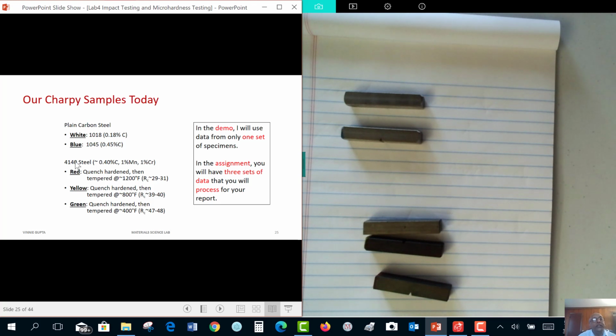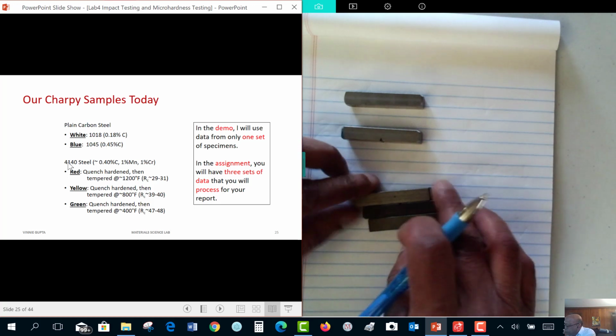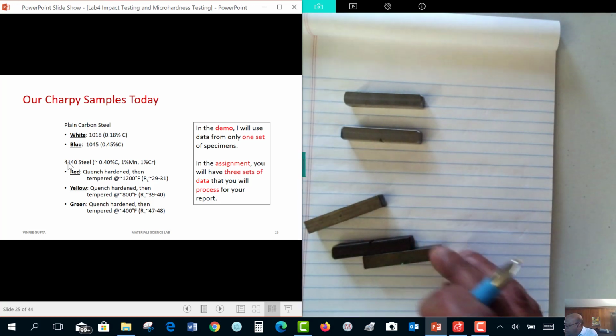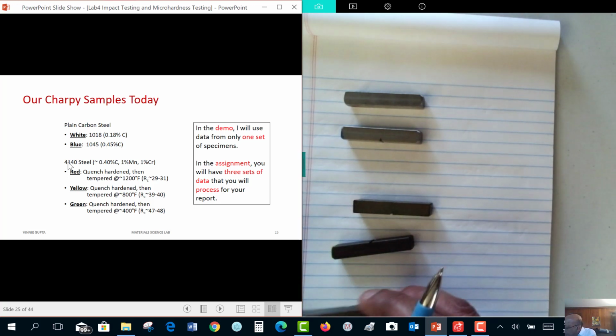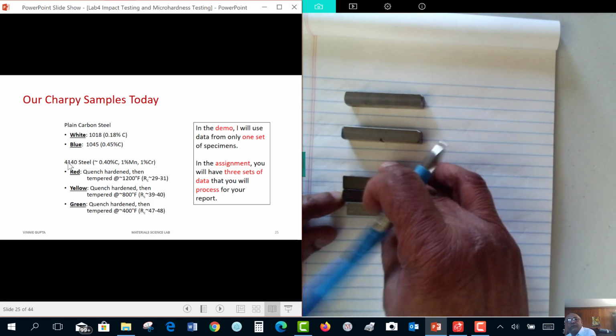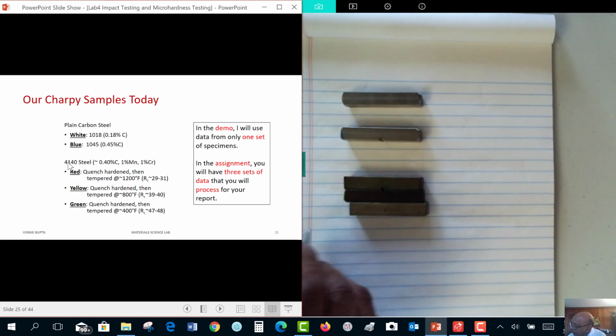So remember, last 2 digits means 0.40% carbon. First 2 digits tell us that it is a low alloy steel. It contains 1% manganese and 1% chromium. So all of these samples were first quench hardened. So what do we mean by that? So I have these 3, red, yellow, and green. So quench hardened.